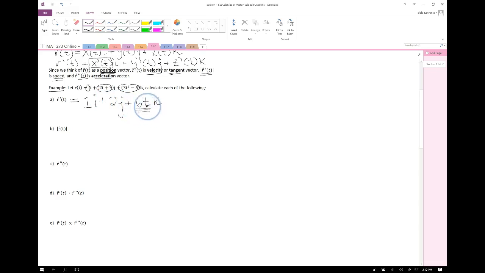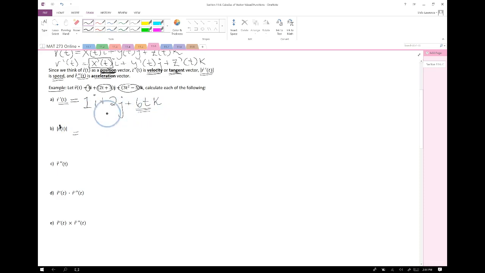So we can still have variables in here. This derivative still can be a function of t. So r prime of t represents velocity, which has two components. It's got a magnitude and a direction. The magnitude for r prime of t is speed.